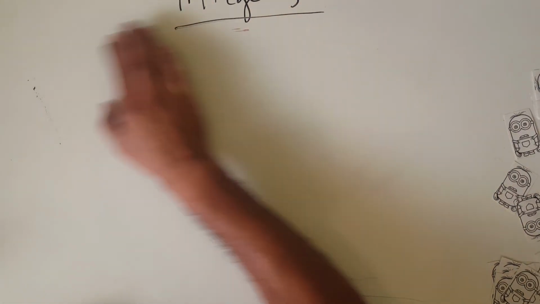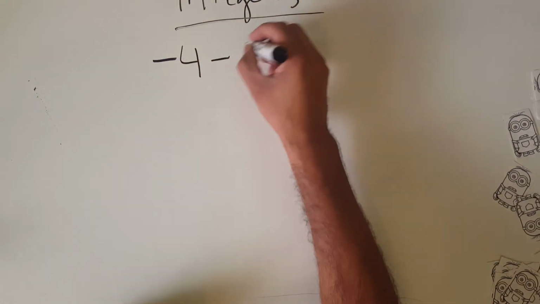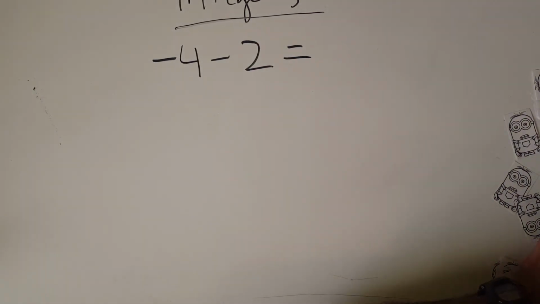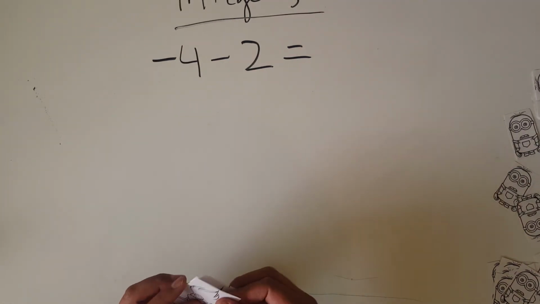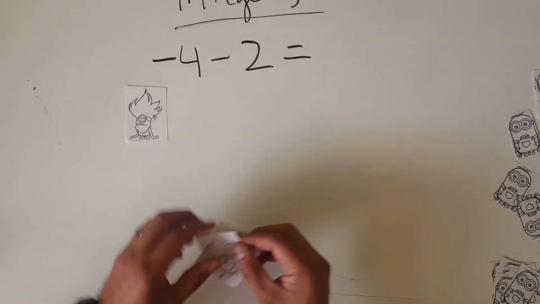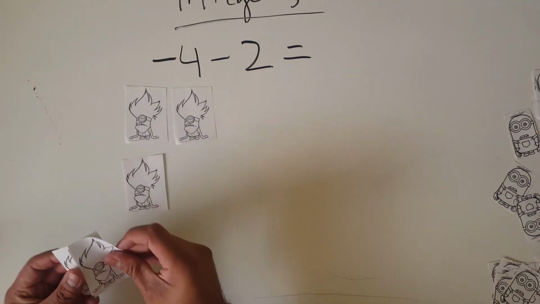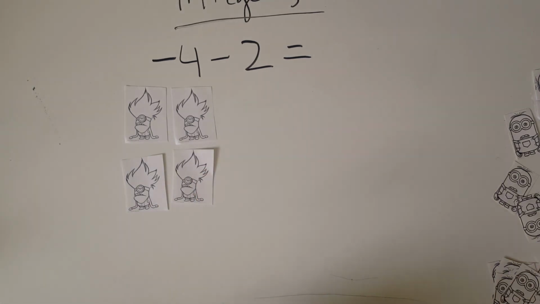Alright, let's do another one. This time we're going to make the 4 a negative. So we're going to do -4 minus +2 equals. Let's pull out some minions. First thing, 4 negatives. Let's get these purple dudes. I know they're not purple, but you can picture them being purple, because in the movie they were purple. Alright, so I've got my 4 negative minions.